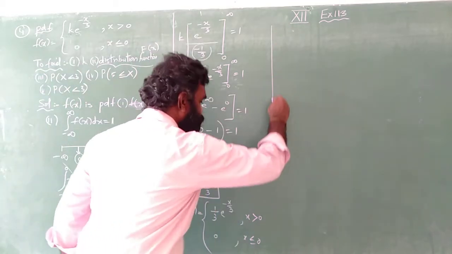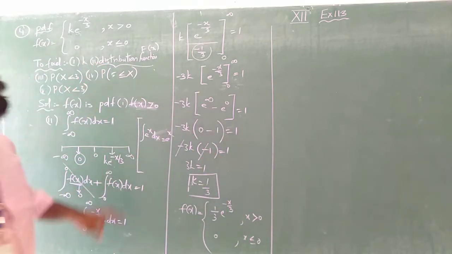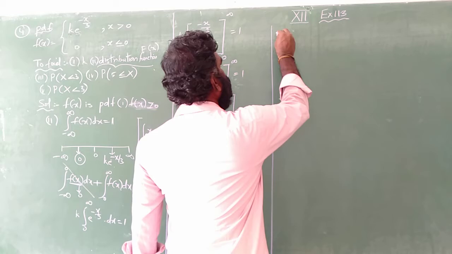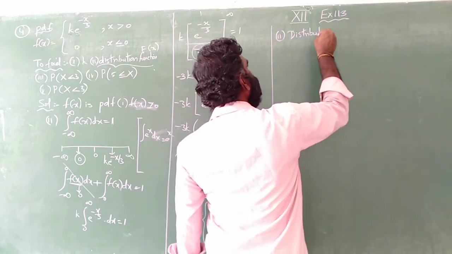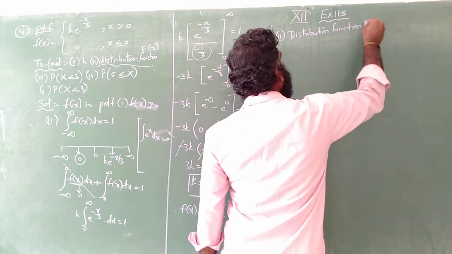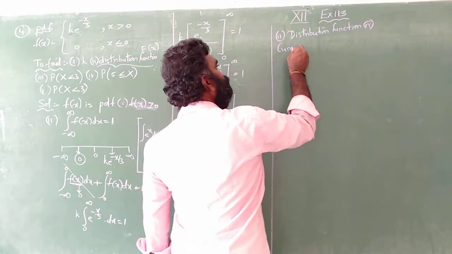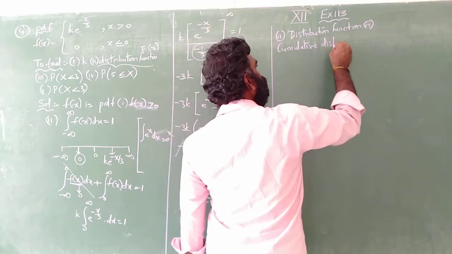Next, what I want to find is the distribution function, nothing but the cumulative distribution function. The second solution is the distribution function, or another name, the cumulative distribution function.